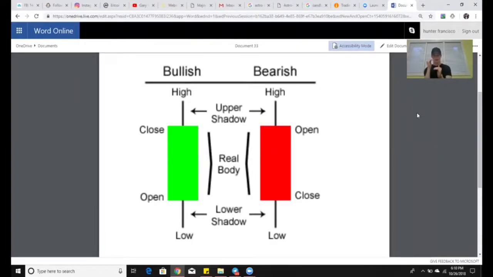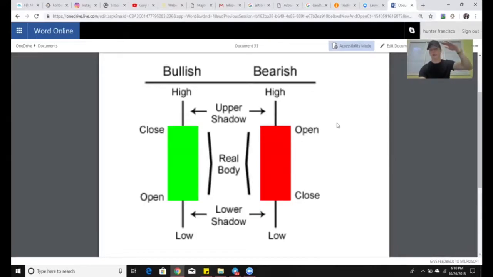So the body represents just the open and close. If you have a bullish candlestick, it's going to open at the bottom somewhere. The market's going to range up and down to a high point and a low point. And depending on what time frame you're in, the market's going to close in that time frame. And if it's a bullish candle, like we said, it's going to close above the open, making it a bullish candle.